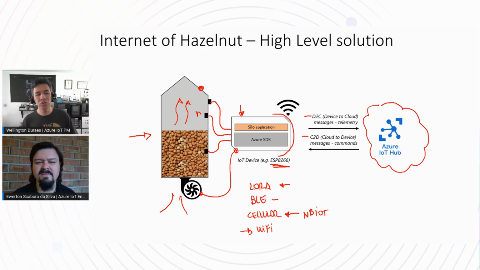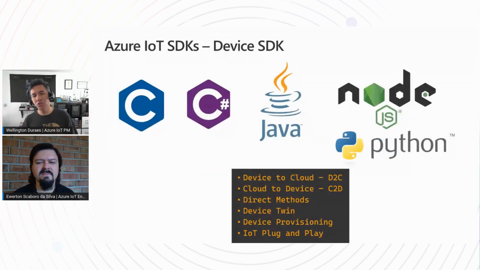Okay, then moving on. So we are getting the ESP8266 as the device, and we're saying that here we have the silo application, and we need a way to make it easy for this device to connect to Azure. And so we'll be looking at one of the Azure SDKs. When it comes to connecting devices to Azure, we happen to have a number of different SDKs. So SDKs come in different flavors.